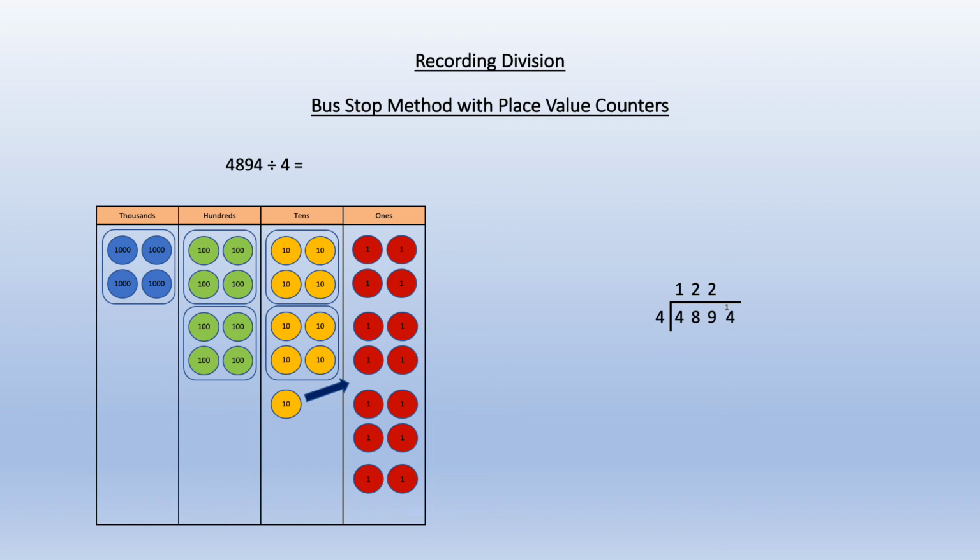There are now 14 red counters in the ones column. We can circle these into 3 groups of 4, recording the 3 in the bus stop. 2 counters are left over, so we have a remainder 2, which we can also record in the bus stop. We can then put it into the original question, 4,894 divided by 4 equals 1,223, remainder 2, and this can also be expressed as a fraction, and the children will be used to doing this, especially in years 5 and 6, 1,223 and a half.